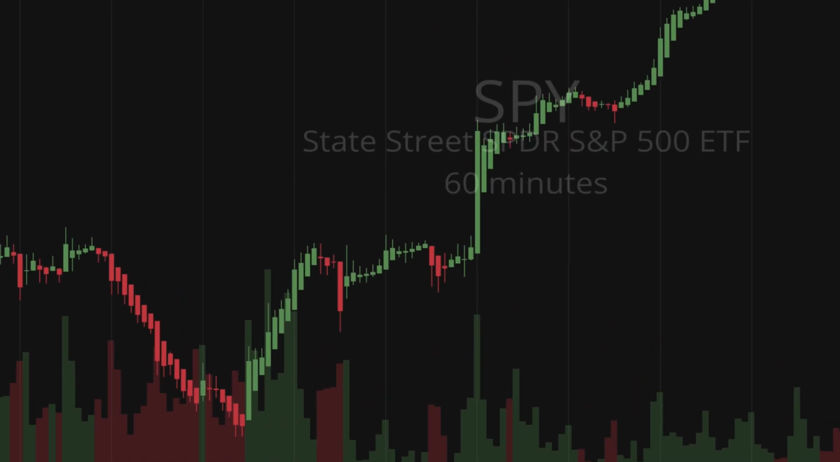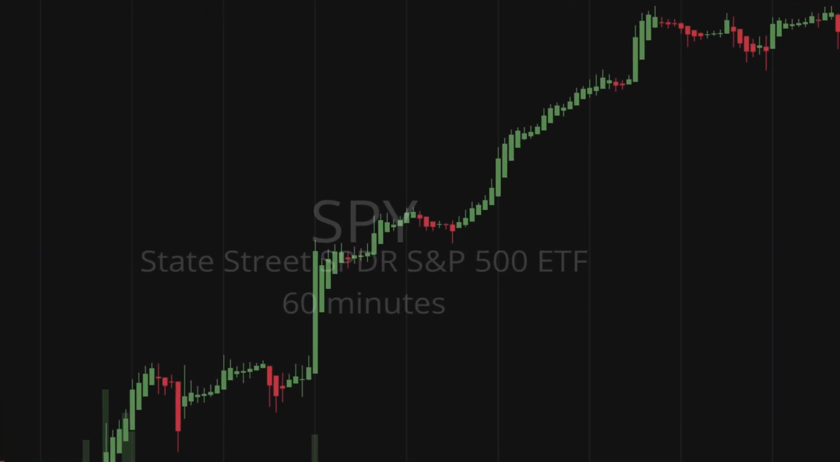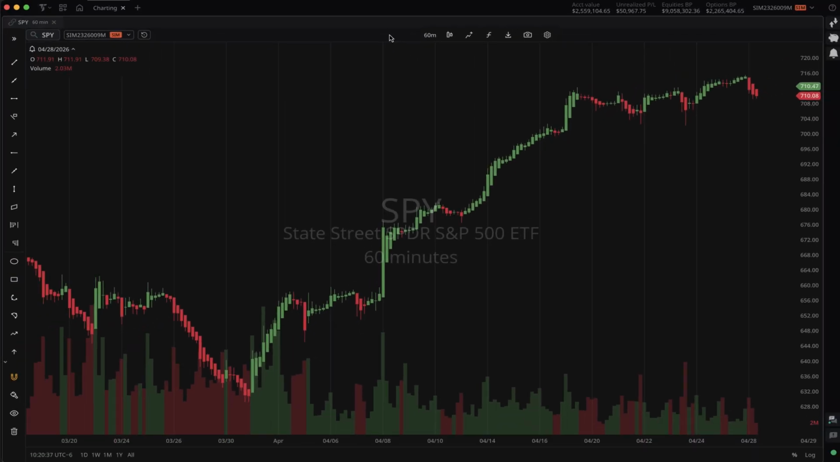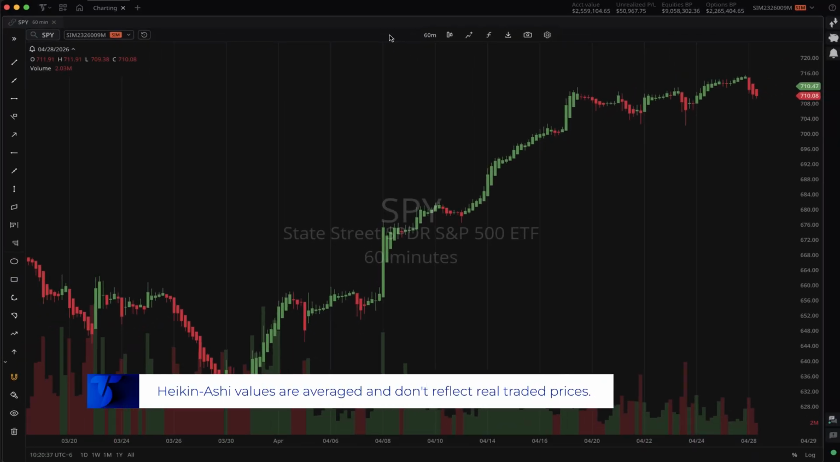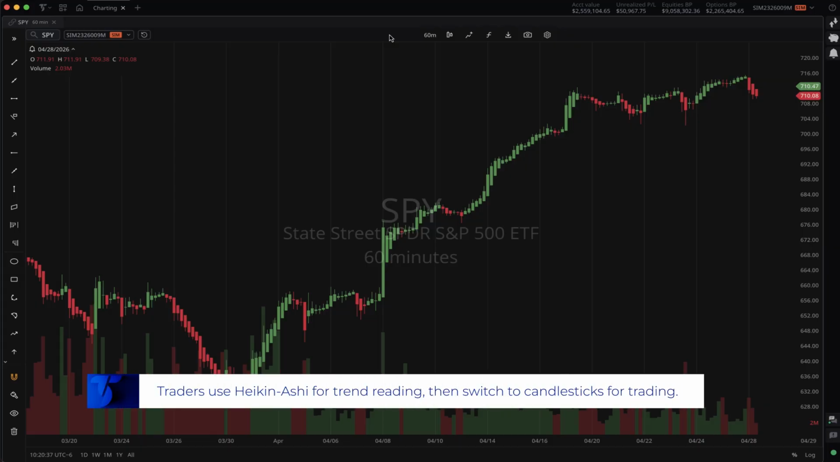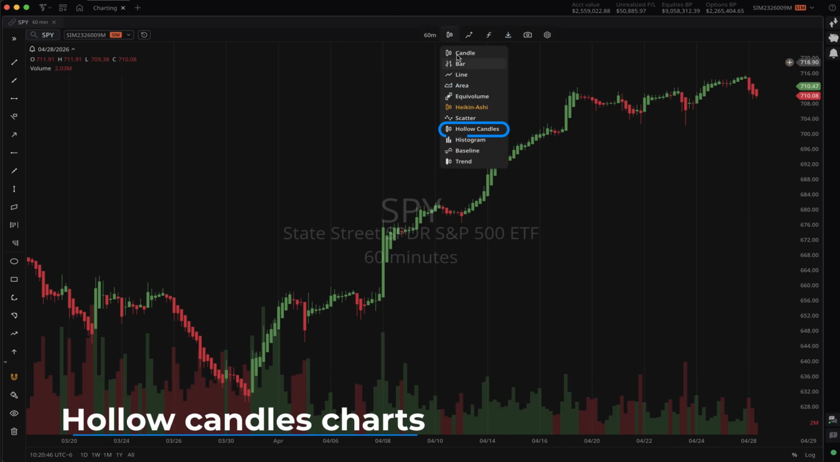It smooths the bars by averaging price data across periods, which filters out a lot of the short-term noise and makes trend direction easier to read at a glance. The trade-off is that the values on a Heikin-Ashi bar are calculated averages, not actual traded prices, so the open and close don't correspond to real market levels the way a standard candlestick does. Most traders use Heikin-Ashi to read trend direction and conviction, then switch back to candlesticks when they're ready to place a trade.